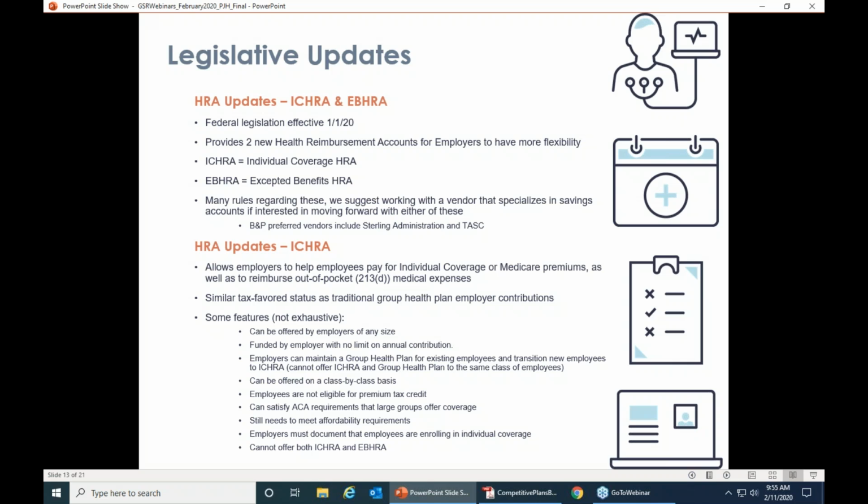These two HRAs are federal now, not state, and they are effective 1/1/2020. What they do is provide health reimbursement accounts for employers to simply have more flexibility than just the group health plan. Number one, you're going to hear it called the ICHRA, and that simply means individual coverage health reimbursement account. And there's also an excepted benefits HRA.